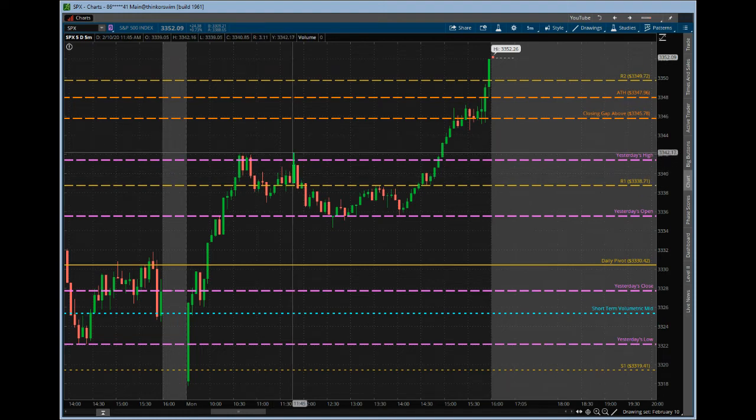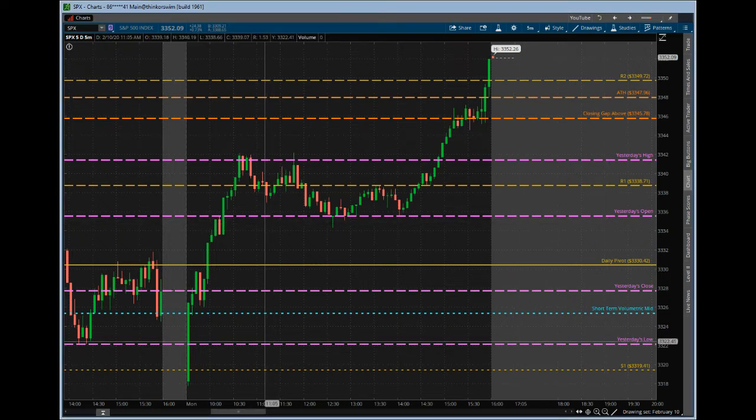We retested this level, the prior day's high, and came back down and then held the prior day's open for a while. A little ping pong between the R1 and yesterday's open, and then just a complete launch right into the end of the day. So really impressive stuff there. It was a fun day today. There was a lot of good price action today. So it was good stuff.